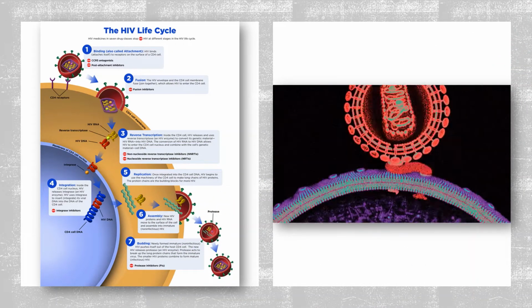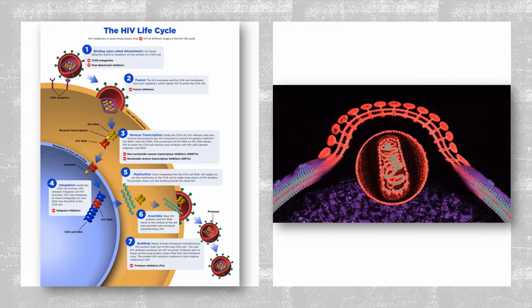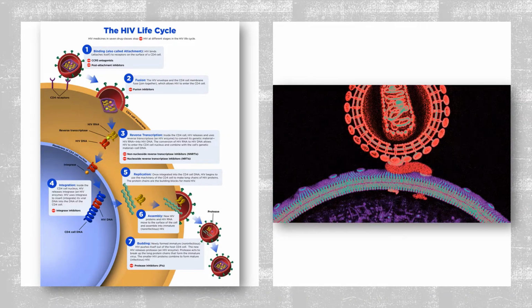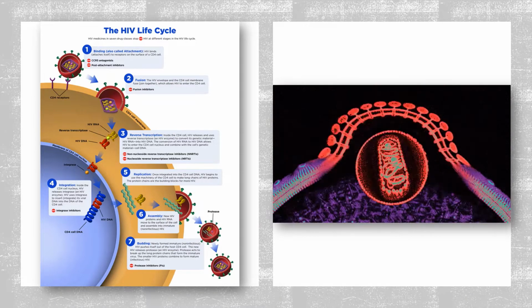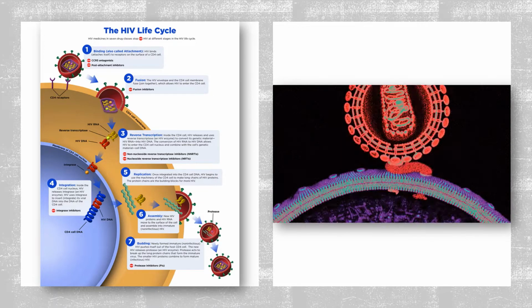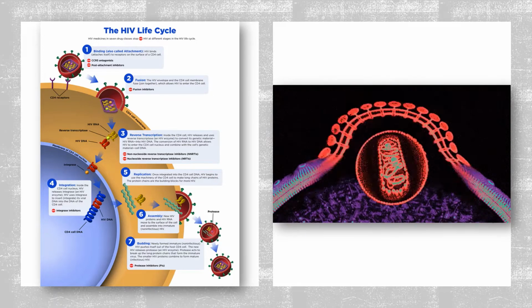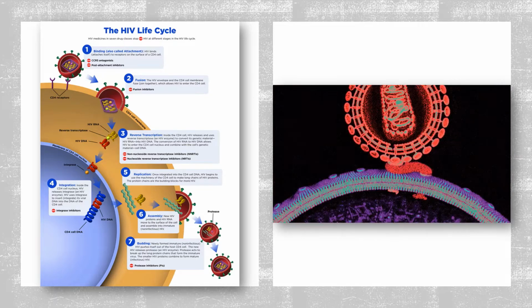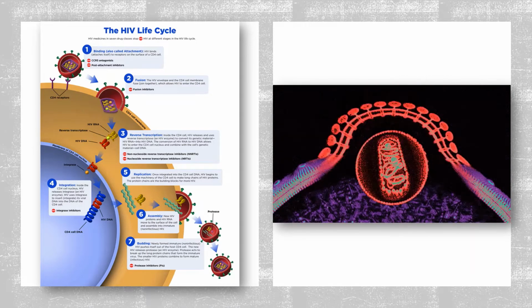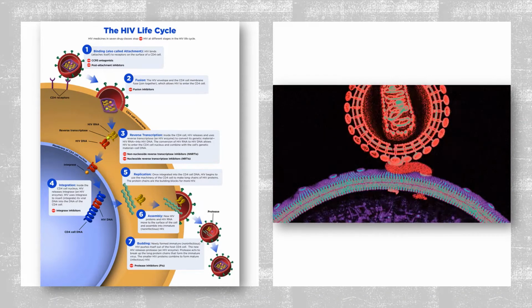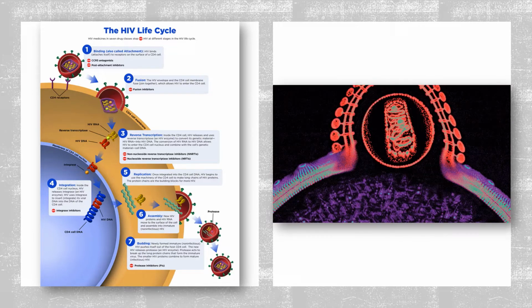Here's what the HIV life cycle looks like. So first there is going to be binding, so HIV binds to receptors on the surface of the CD4 cell. Then there's going to be fusion. The HIV envelope and the CD4 cell membrane fuse, which allows HIV to enter the CD4 cell.